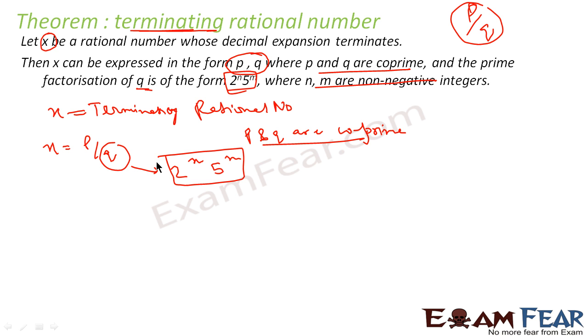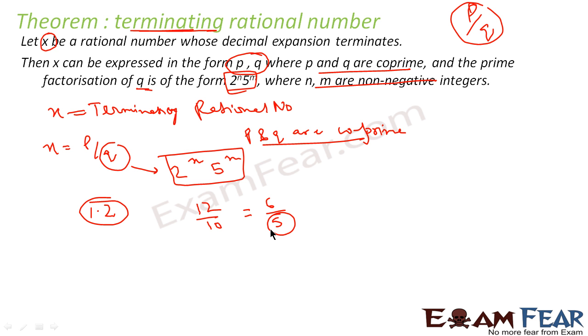For example, let's suppose we take 1.2. 1.2 is a terminating number. So 1.2 is nothing but 12 by 10. Let's cut the common part. This becomes 6 by 5. So the denominator is nothing but 5, and the prime factor of 5 is 5.